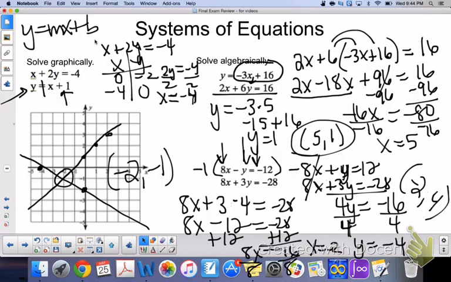So I have the point negative 2, negative 4. 8 times negative 2 is negative 16. Minus a negative 4 means plus 4. Negative 16 plus 4 is negative 12. That checks. I plugged it in. And there you go for your systems of equations review.